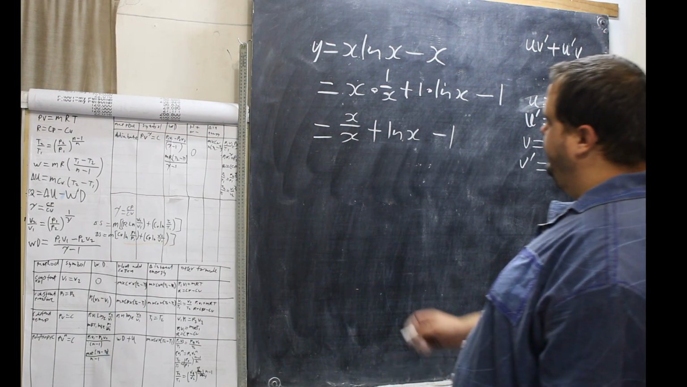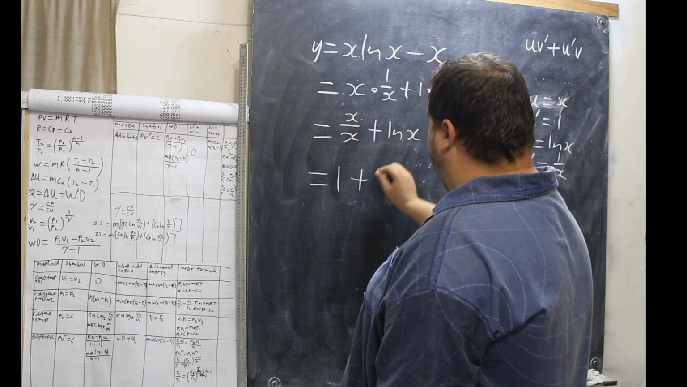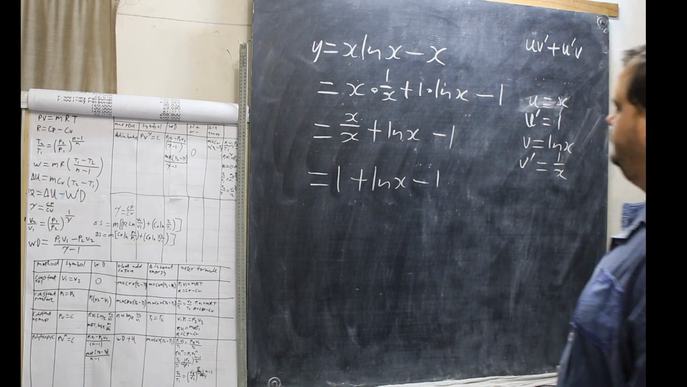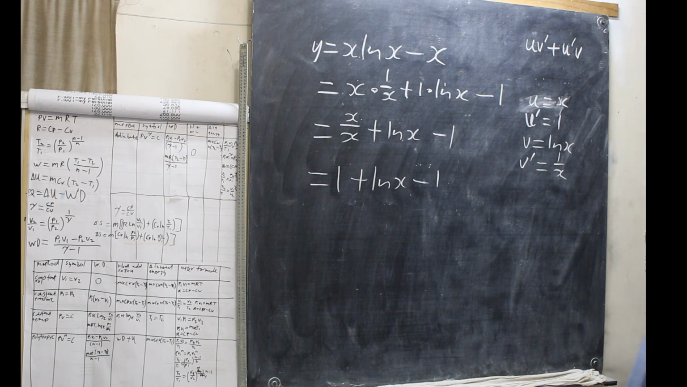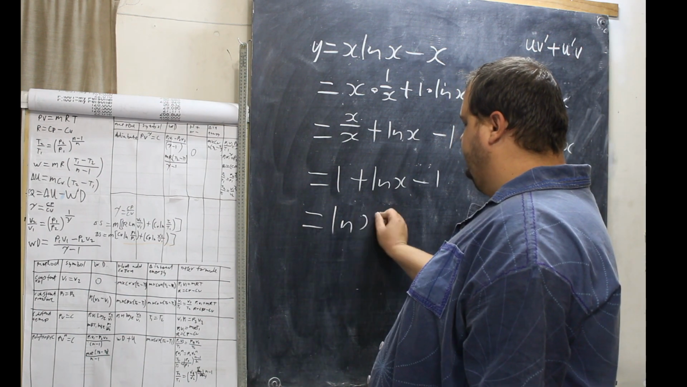Okay, so anything over itself is equal to 1. So 1 plus ln x minus 1. So 1 minus 1 is 0. So we're left with ln x.